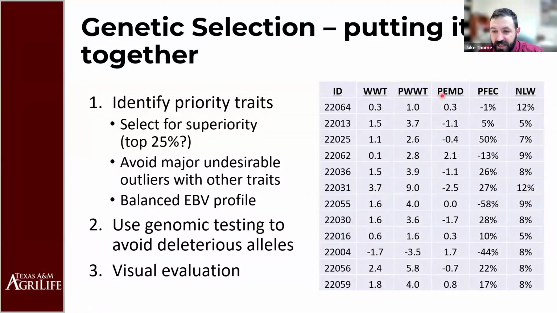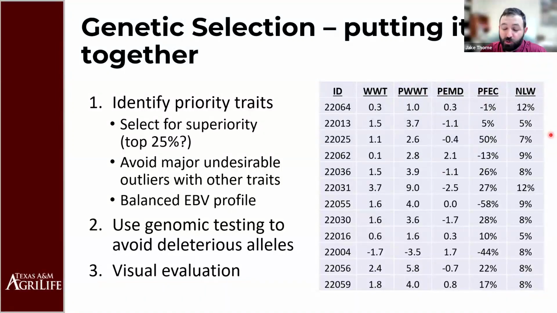On this table here on the right, these are breeding values of Dorpers. The traits I've just got here, obviously there's more, are weaning weight, post-weaning weight, eye muscle depth, fecal egg count, and number of lambs weaned. Fecal egg count and number of lambs weaned are the two traits that I really want to prioritize in my breeding program. So I'm going to look for individuals that are really superior in those traits.